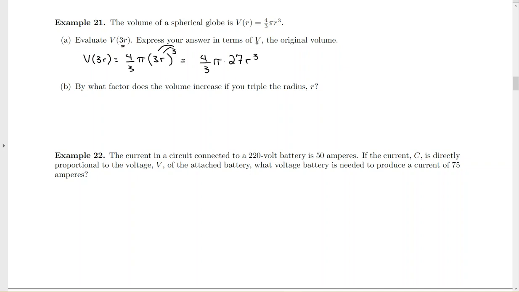Express your answer in terms of v. Our v originally was 4/3 pi r cubed, but now we've got this 27 stuck in front. So we're going to pull the 27 out in front. We still have 4/3 pi r cubed. And our 4/3 pi r cubed was really our v.